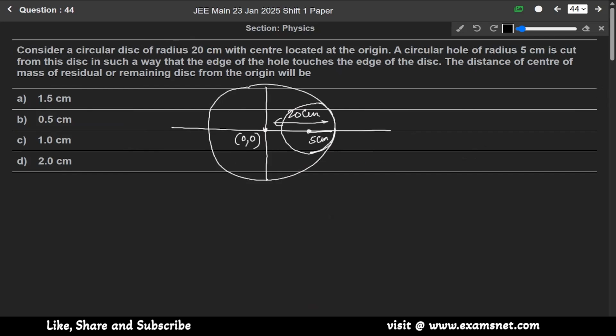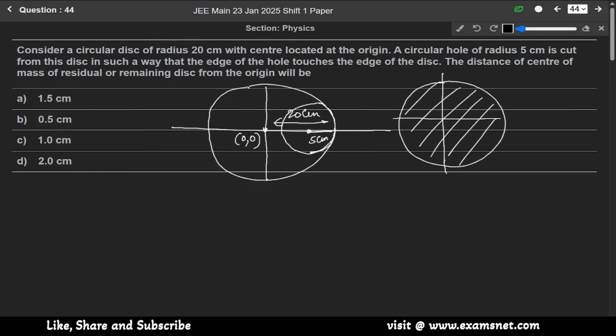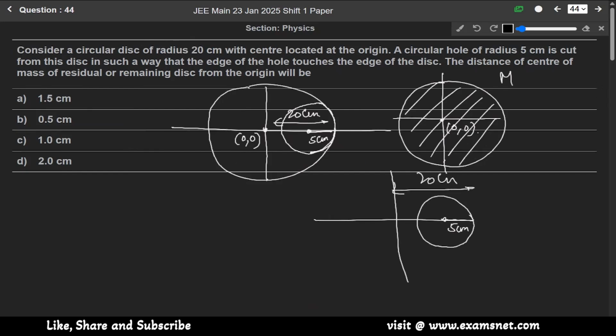Okay. So if this is the bigger circular disc, its mass is capital M and 0 comma 0 is its center. Okay. And if we talk about the small circular hole, its radius is 5 centimeter, meaning initially this total distance is 20, so its center coordinates will be, this distance will be 15 centimeter, so it will be 15 comma 0.